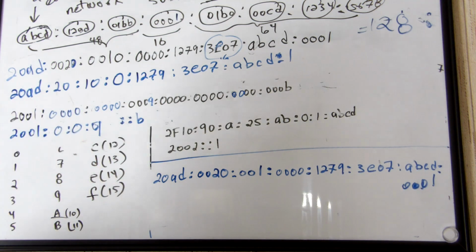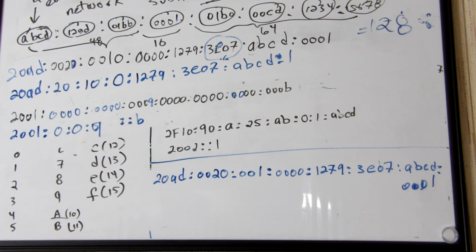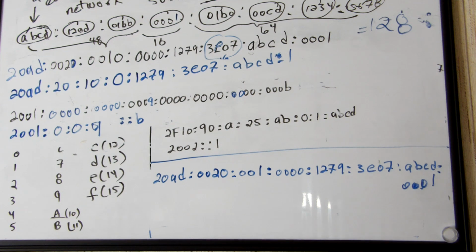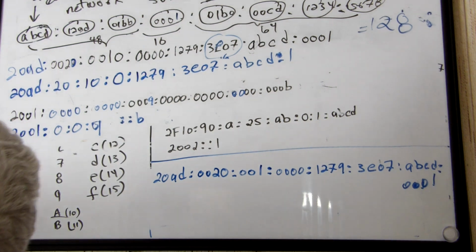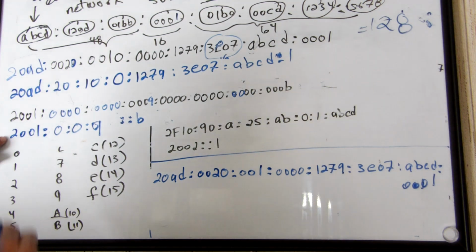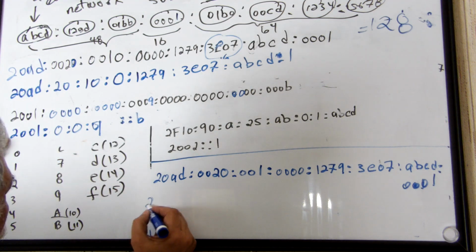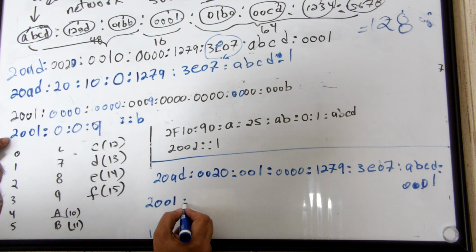Okay, we expand it. It's because we always eliminate the 0 behind the number. Okay, there is one more. Let's expand this one. The expanded form of this one is going to be 2001.